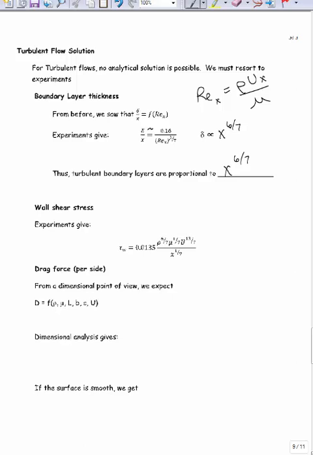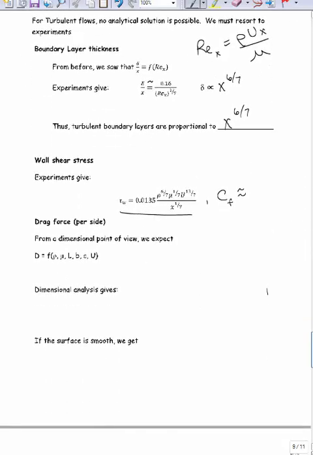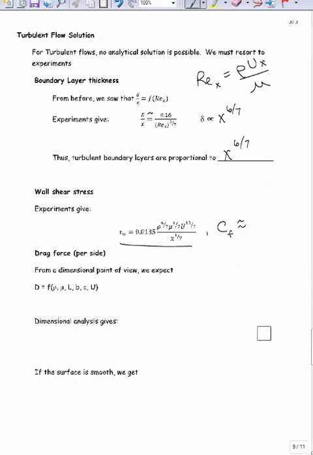Same thing, wall shear stress experiments will give you this equation. You could also then calculate CF, which is your coefficient of friction, using that tau. And what you're going to get is about 0.027 over Reynolds number x to the 1/7. So wall shear stress and boundary layer thickness are both local values, so they're changing with x.